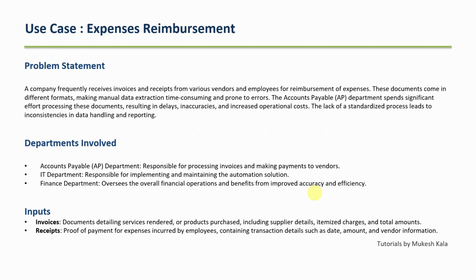If I talk about the departments involved in this complete project, the first is accounts payable, responsible for processing the invoices. Second is the IT department, responsible for implementing the automation, which is us in this case. And then there is the finance department, which oversees all these operations, right? So from the company point of view, these are the three departments involved. Inputs: since this is a basic use case, we are restricting it to only invoices and receipts, invoices from the vendors and receipts from the employees. Okay, so I hope this clears the picture of what we are trying to build.